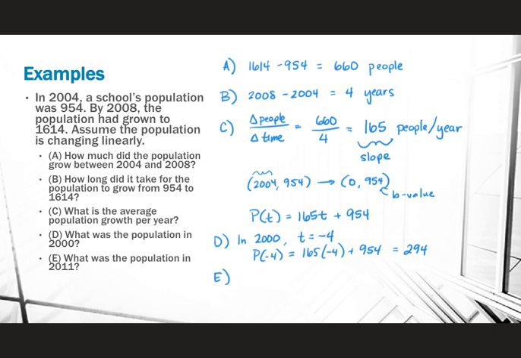Okay. For E, we have a similar idea. So in 2011, well, if 2004 is 0, so 2011 is 7 years later, so we're actually going to plug in t equals 7. So P of 7 is 165 times 7 plus 954, which I believe is 2,109. Okay, so don't let your anxiety scare you away from these big problems. Just because it has multiple parts doesn't mean it's any harder than anything else you were doing.